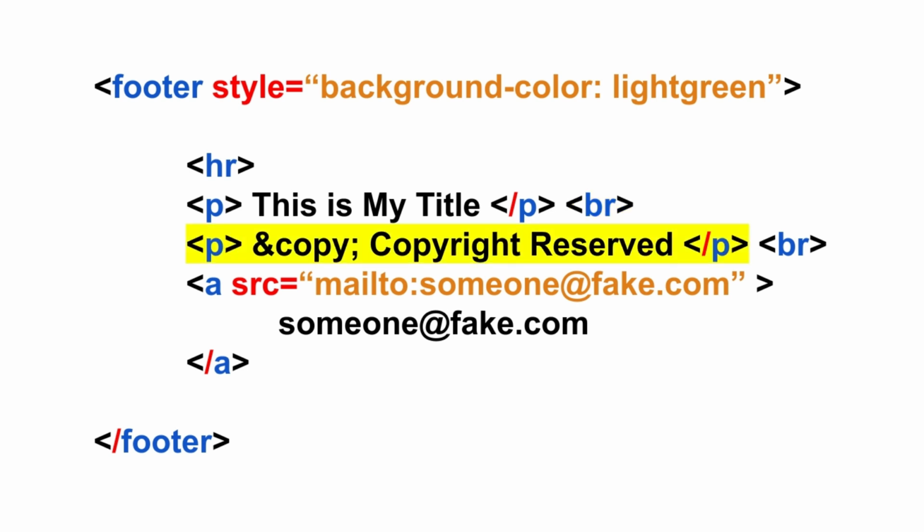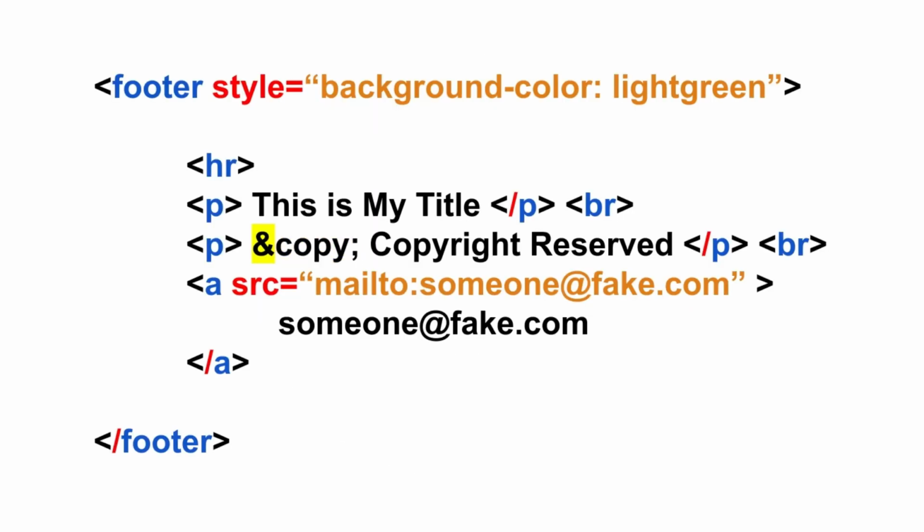Then I will write another paragraph tag regarding copyright information. The copyright symbol is the symbol with a C inside of a circle. If you want to write that, write the ampersand sign followed by the word copy and ending with a semicolon. No spaces. And finally, I will write an anchor tag to mail someone.